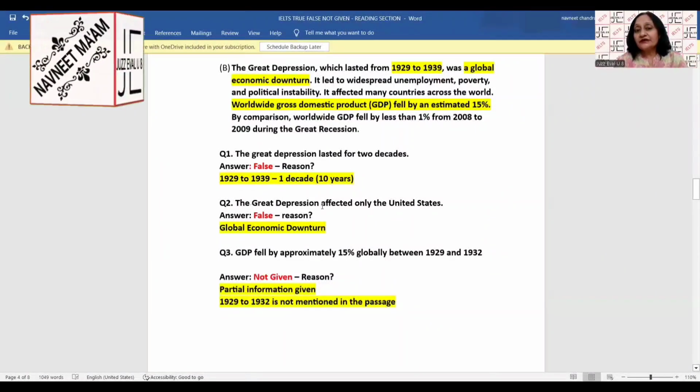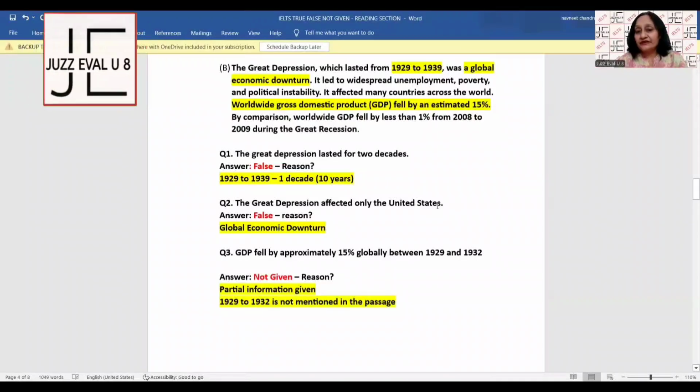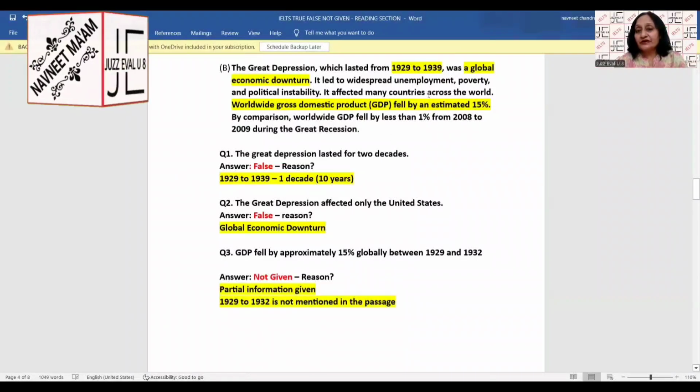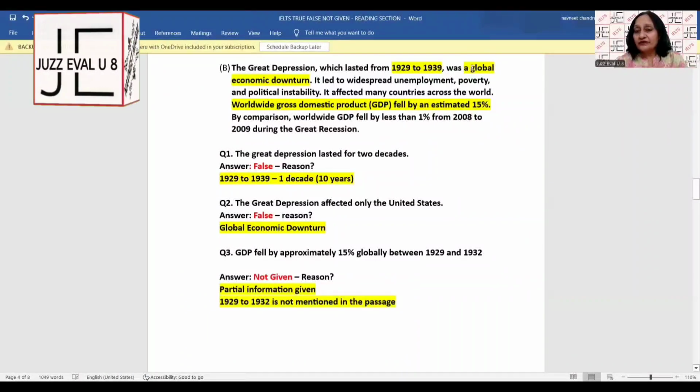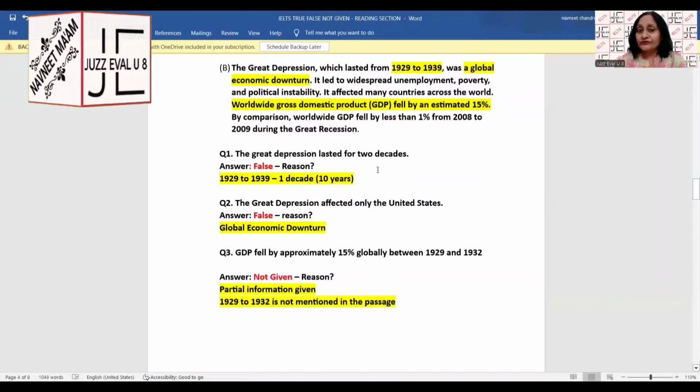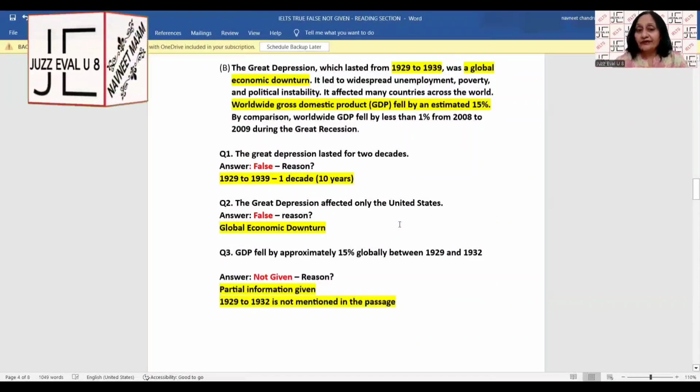Second question, the Great Depression affected only the United States. Did it? The Great Depression. So it was a global economic downturn. Global means worldwide. Not only States, it affected other countries as well.